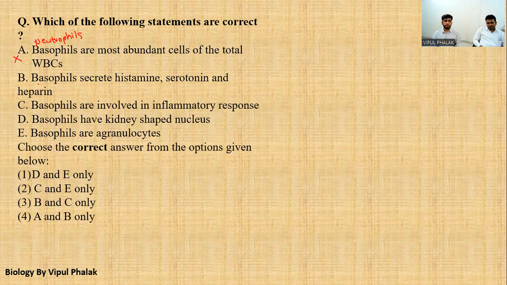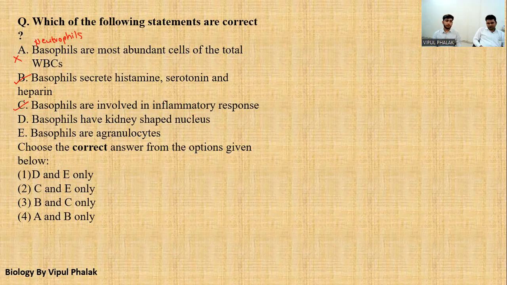Second statement, basophils secrete histamine, serotonin, and heparin. This statement is correct. The statement is mentioned in NCERT. Basophil is responsible for the secretion of histamine, serotonin, and heparin. C statement, basophils are involved in inflammatory responses. This statement is also correct. Basophils and neutrophils, both are involved in inflammatory responses.